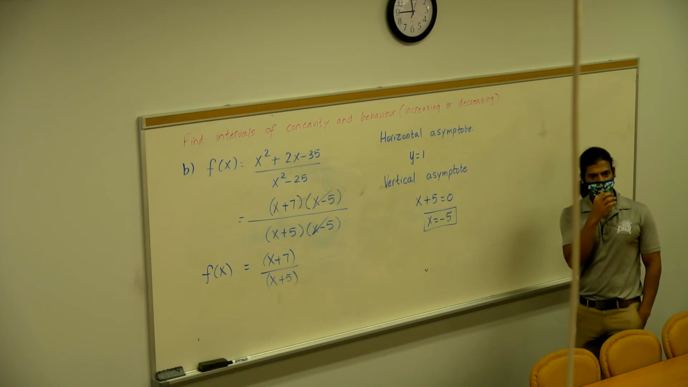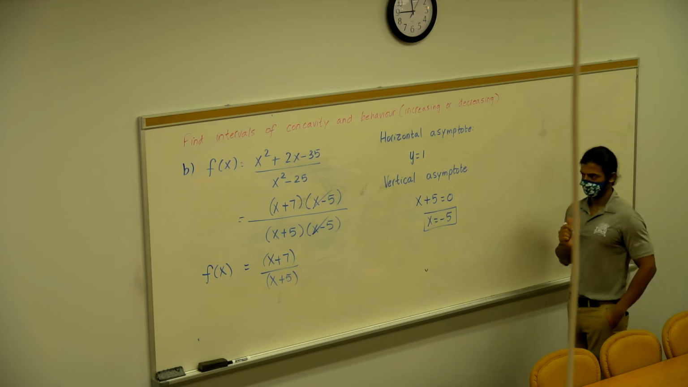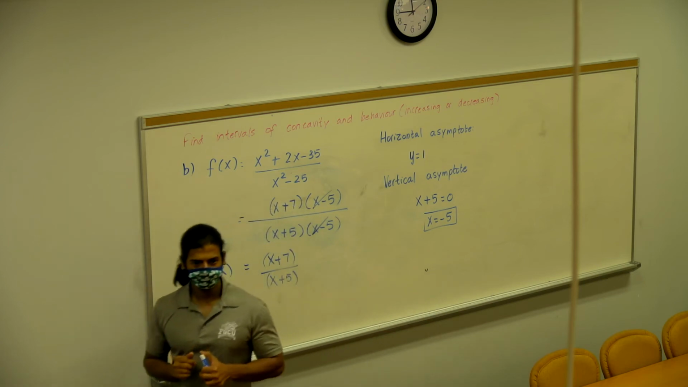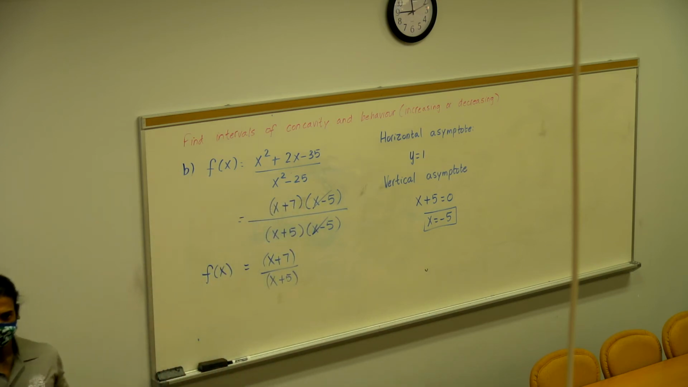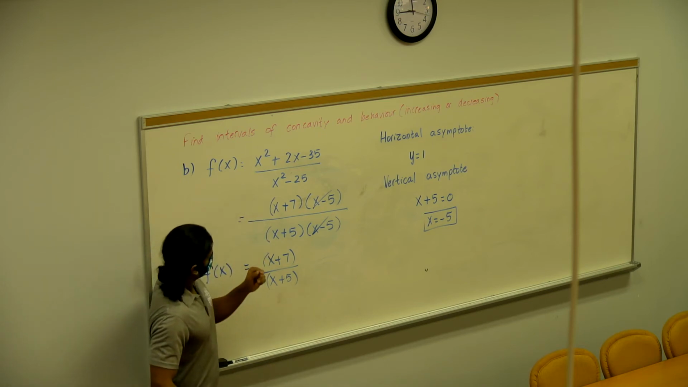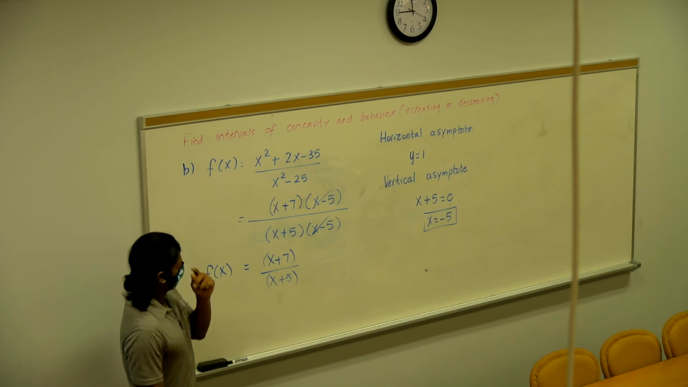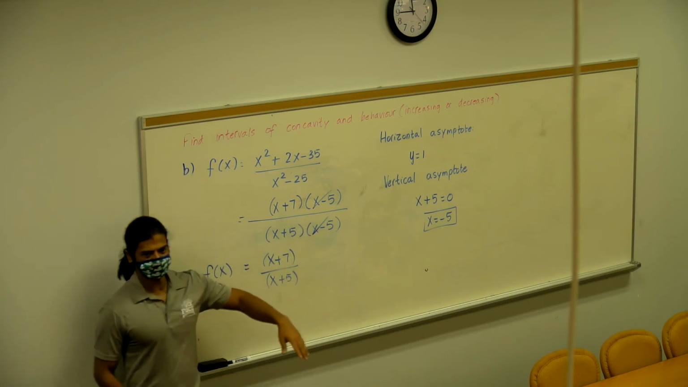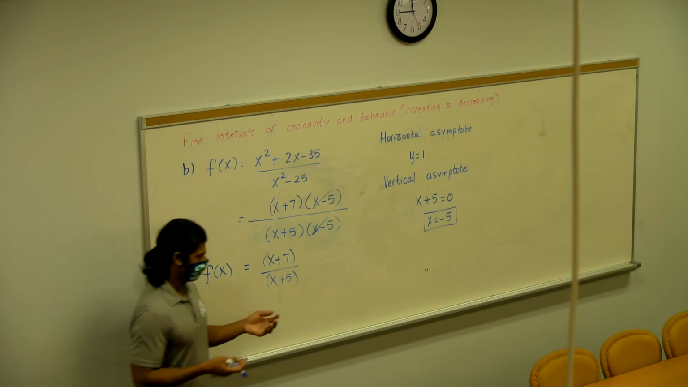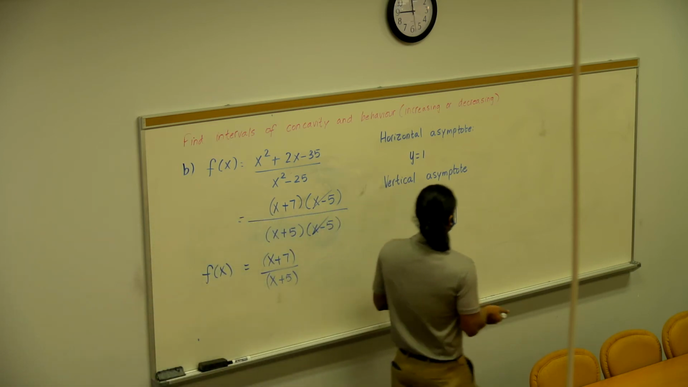Good? Go ahead. Yeah, so in the original problem, if you just used that denominator and found vertical asymptote, wouldn't it be plus or minus 5? True, but since we have a common factor, it's just going to go away, right? It will just simplify itself.